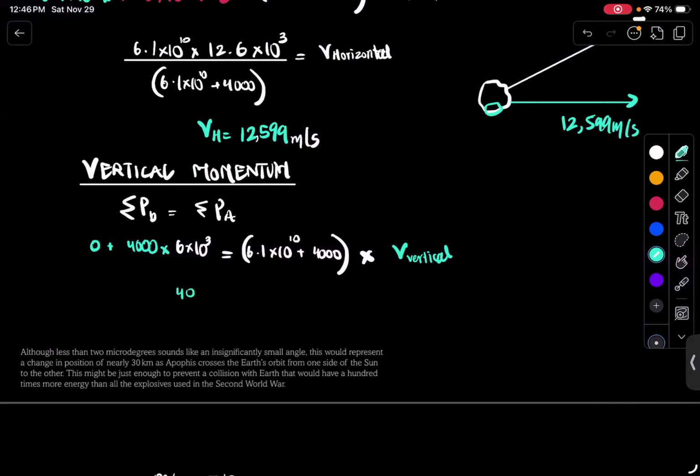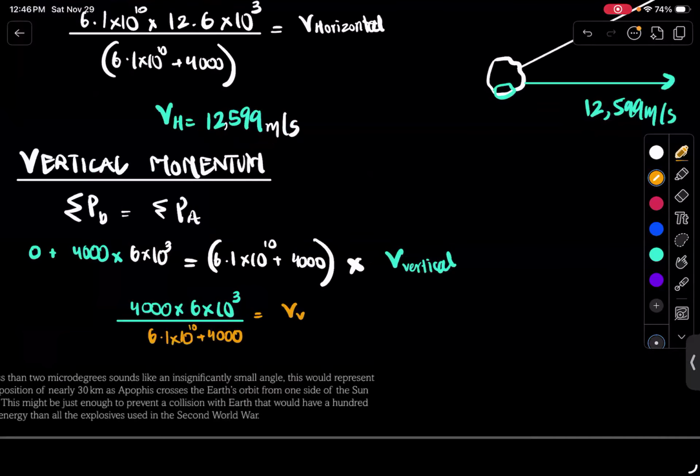That's going to be 4,000 into 6 into 10 to the power 3 divided by 6.1 into 10 to the power 10 plus 4,000 equal to v vertical. This comes out as 3.93 into 10 raised to power minus 4 meters per second. This is the vertical velocity.